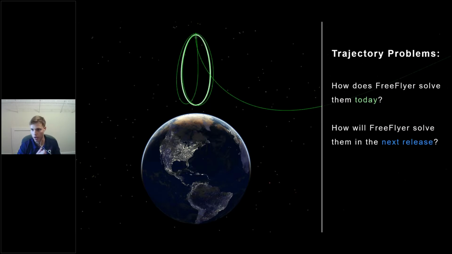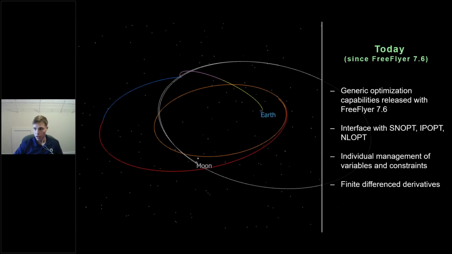So, first, we're going to talk about how FreeFlyer solves trajectory problems today in the current iteration. And after that, we're going to talk about how FreeFlyer is going to solve those problems in the upcoming release. So originally, FreeFlyer optimization was released in 7.6. It was a very generic optimization capability.